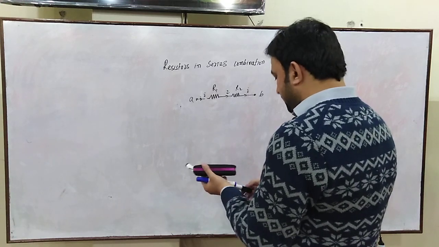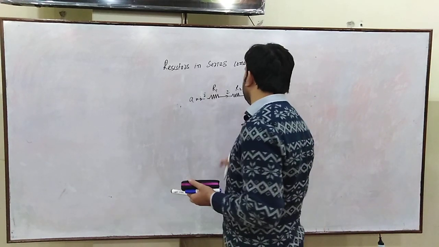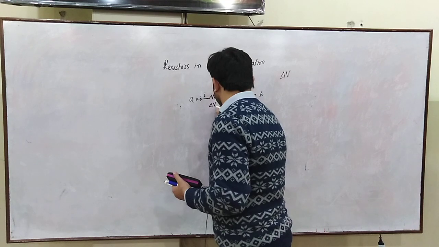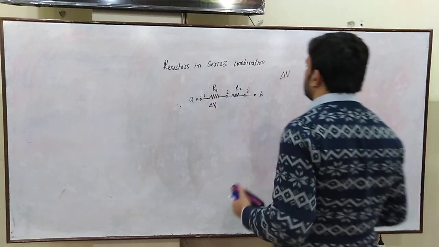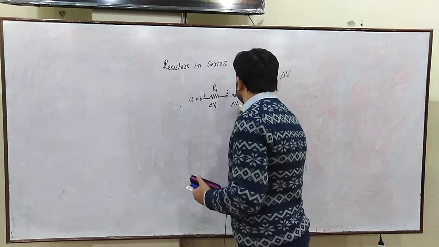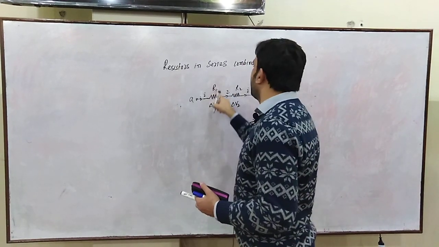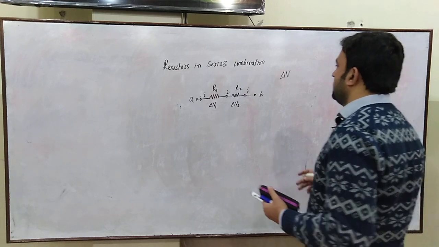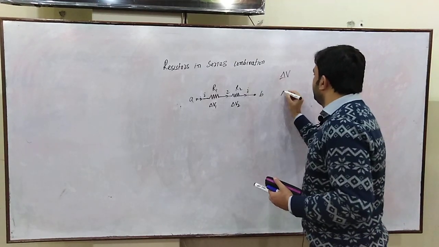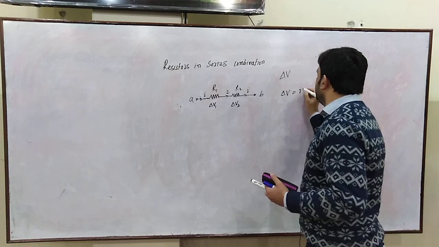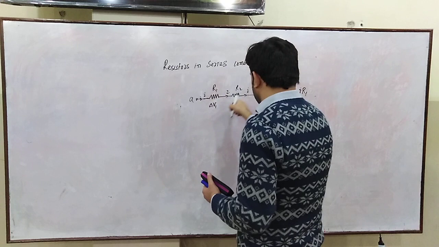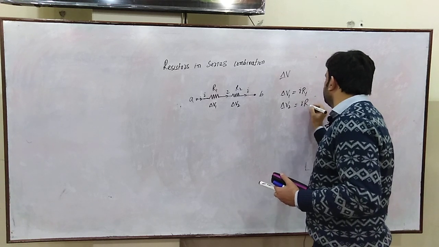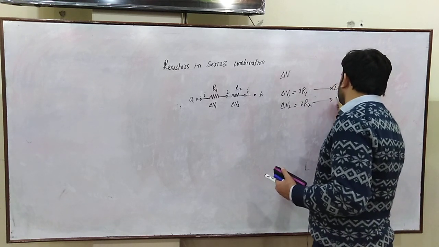However, if the voltage is del V across the terminals A and B, it will divide. Suppose the voltage across R1 is del V1 and the voltage across R2 is del V2. So some voltage will drop across R1 and some will drop across R2. Now again, by Ohm's law, del V1 is equal to I into R1. The current will remain the same through R1 and R2, and del V2 is equal to I into R2. So this is equation 1, this is equation 2.